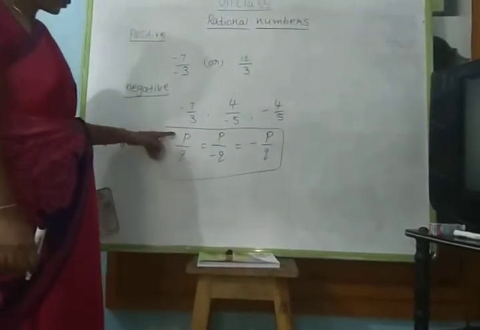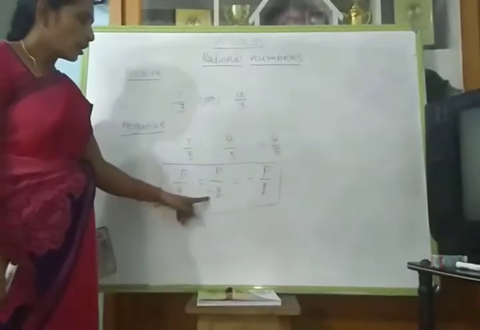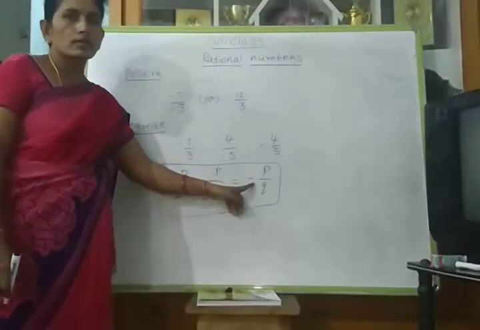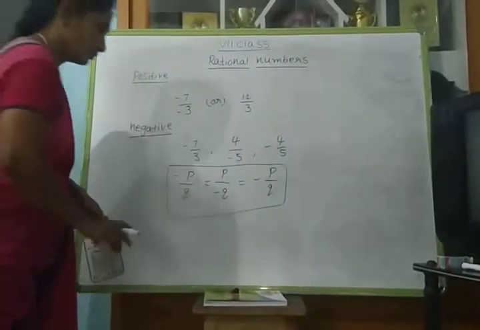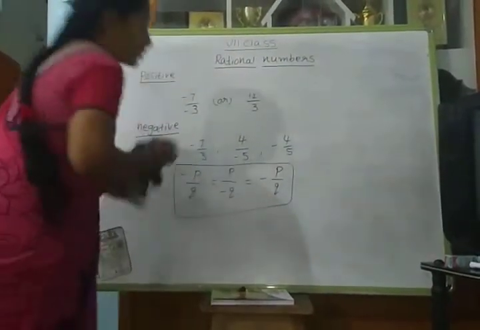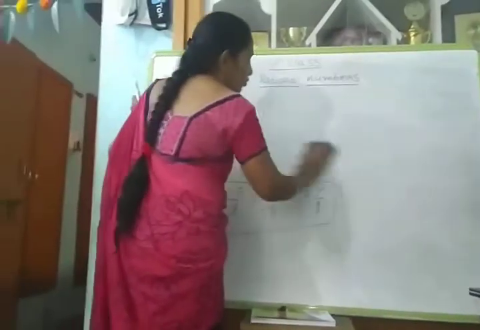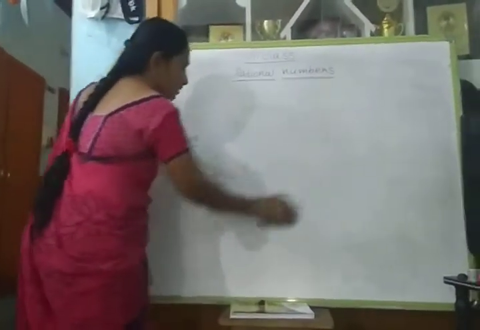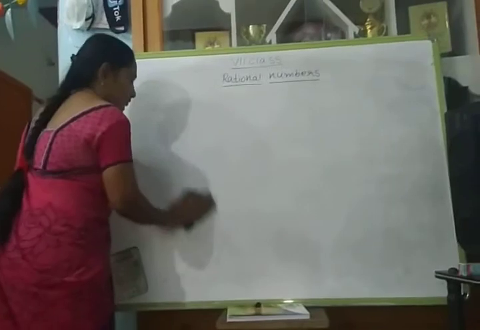The negative sign is either in the numerator or in the denominator. So these are called negative rational numbers. Positive rational numbers are those having both numerator and denominator with the same sign, either both positive or both negative.